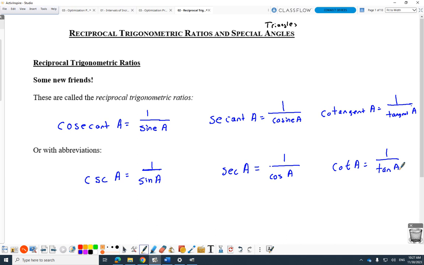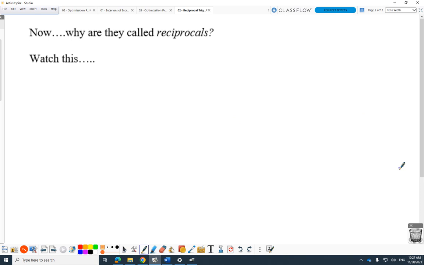I'm saying reciprocal, but you might be asking, why are they called reciprocal? And I'll show you why. Here's how come. Let's talk about, first, cosecant of an angle, which is 1 over sine of an angle.